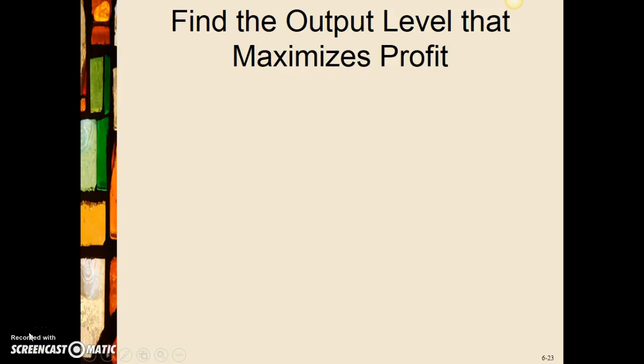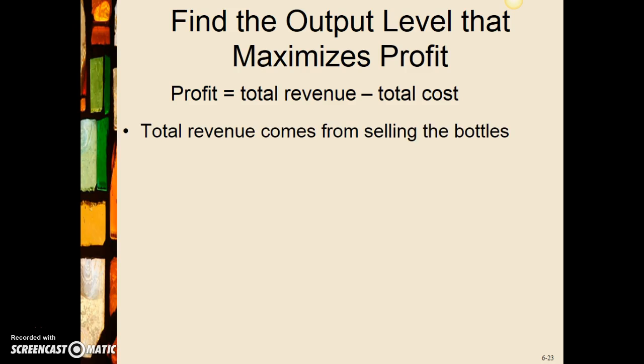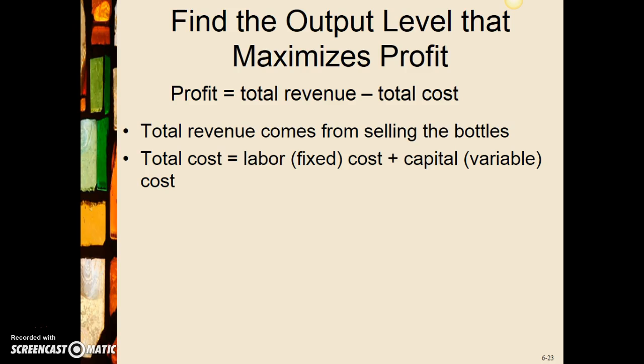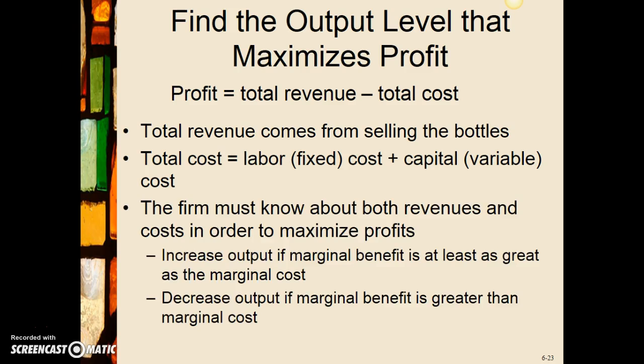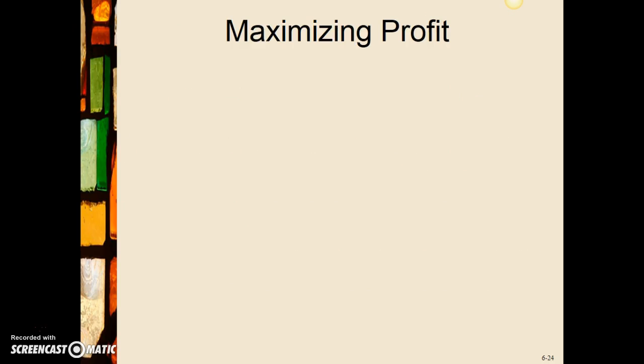So I want to go over with you how a firm maximizes their profit. We're going to go over all of the cost concepts and then put this stuff into the graph. Profit is just total revenue minus total cost. Total revenue comes from selling the bottles in the example in the book. Total cost is always fixed cost plus variable cost. In this case, the fixed cost is the capital and the variable cost is the labor. They have it backwards in this. The firm must know about both revenues and costs in order to maximize profits.